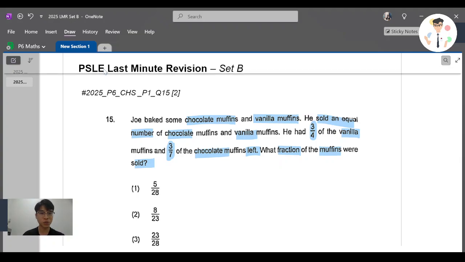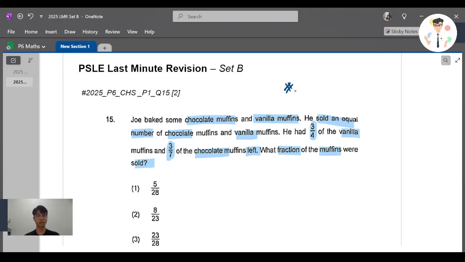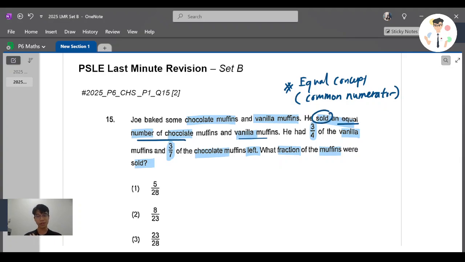So the first thing, when you look at this question, you should know immediately what concept this is. This is the equal concept and common numerator, type 1. If you have been revising using our booklet, you should know this concept well. So let's try to write it down. The keyword here is an equal number of chocolate and vanilla muffins, and again, sold.